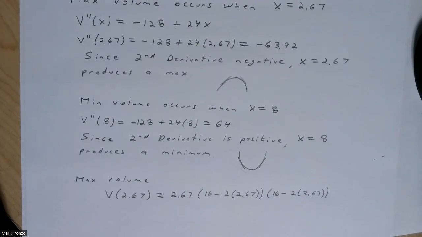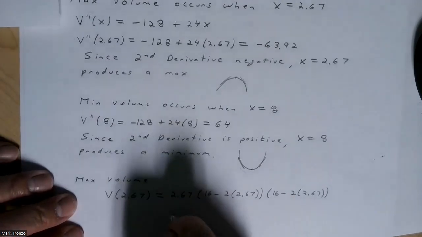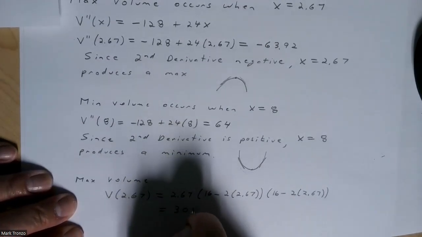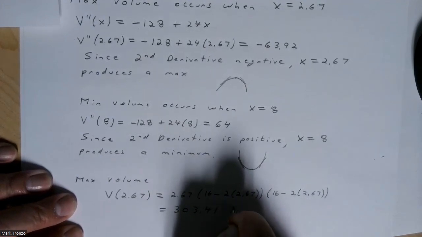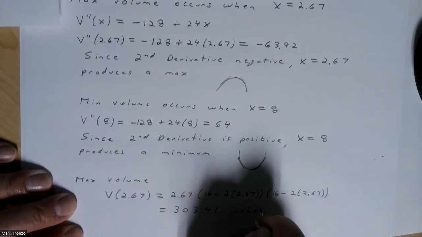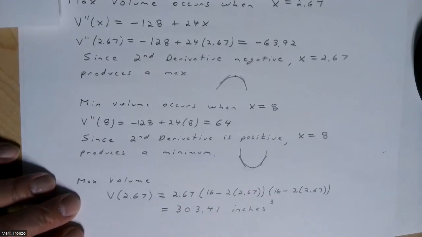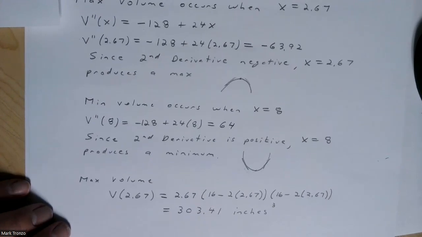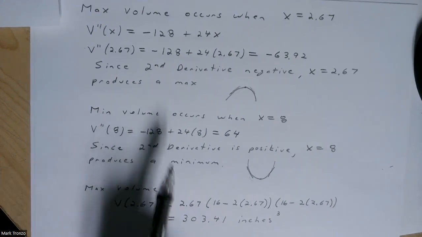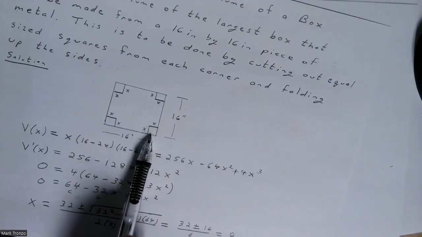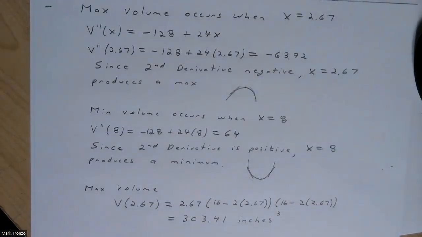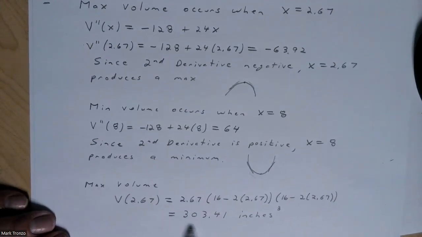And we put that in our calculator. And when you put that in your calculator, you get a volume of 303.41 inches cubed. So the maximum volume occurs when x is 2.67, when that corner's a 2.67 square. And the maximum volume you get is 303.41.